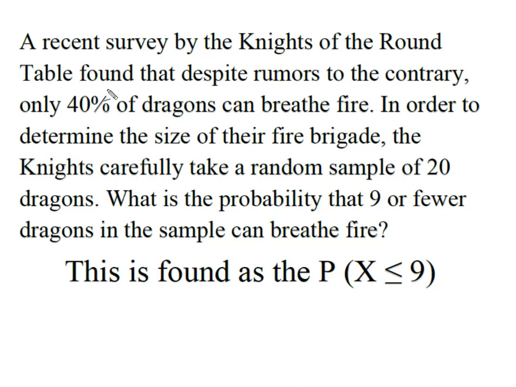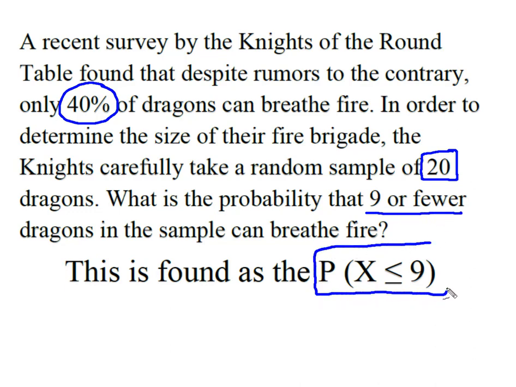So we know we have a binomial distribution because we have a 40% probability that they can breathe fire, which means there's a 60% chance they can't. We have 20 trials in our sample, and we want the probability of 9 or fewer. So when we look at that, we're looking for the probability that X is less than or equal to 9. So we're going to let Minitab do the work.